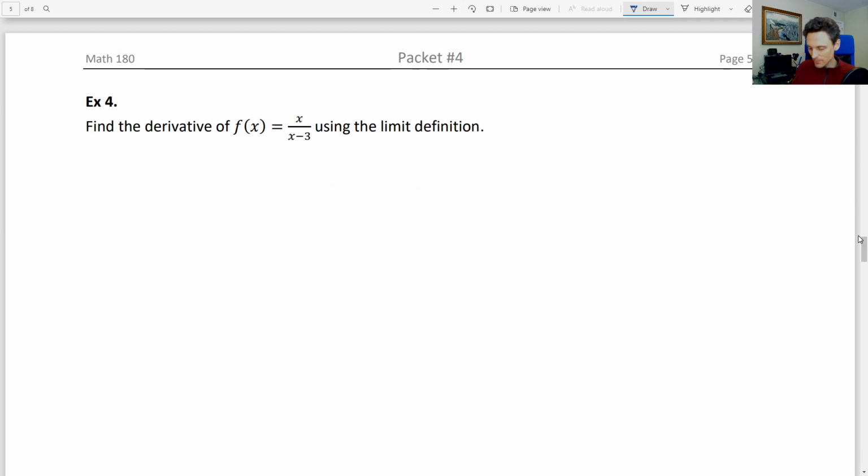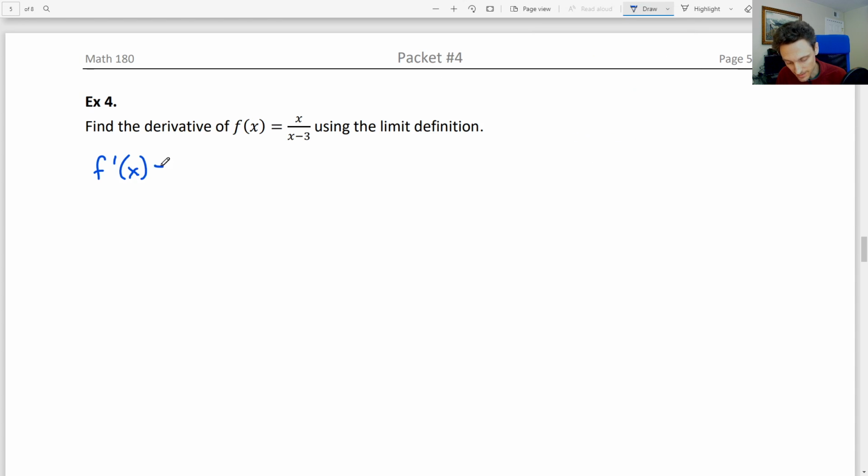So moving on to example 4. We have another find the derivative of f of x equals, using the limit definition. And in this case, f of x is now a rational function. It's x over x minus 3. Well, we're going to start it the same way.